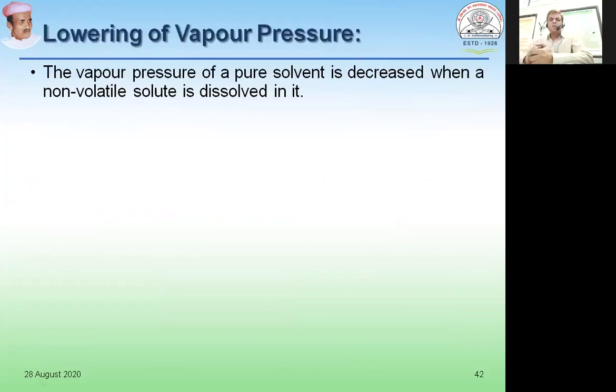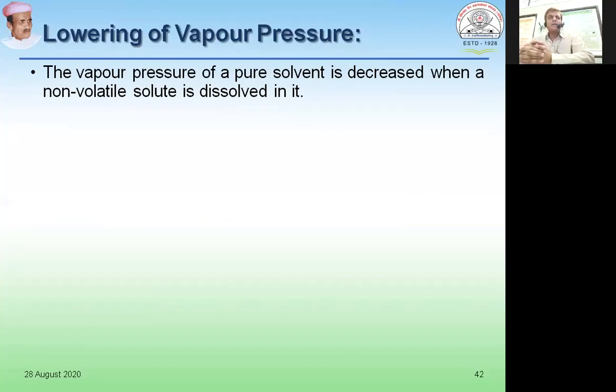Now, how does this lowering of vapor pressure take place? In the previous lecture we spoke regarding escaping tendency. I hope everyone remembers it. Vapor pressure is the tendency of the molecules of a given solvent to evaporate or to escape from its surface. And when we are talking about a pure solvent, the molecules of the solvent are really free to get away from its surface.